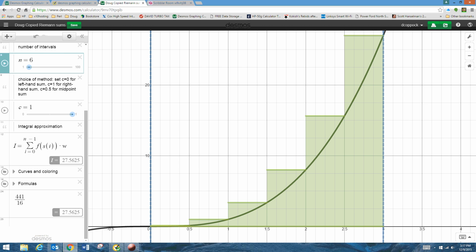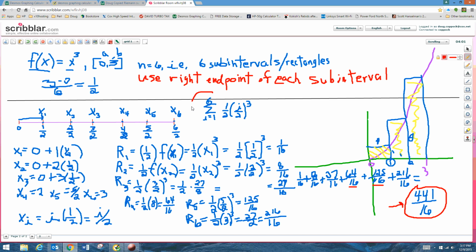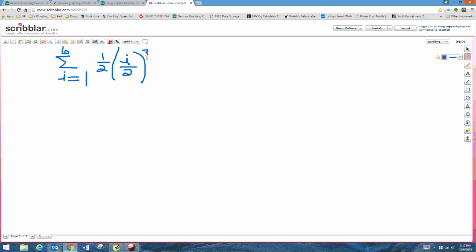Now we're going to see if we can generalize this thing right here. And to do that, I'm going to go on to another page, and I'm going to suggest that I would like to look at what is the sum from I equals 1 to 6 of 1/2 times I over 2 cubed. Now, of course, we could just put 1 in for I, 2 in for I, 3, 4, 5, 6, which is essentially what we did on the first page, but I want to see if I can come up with another way to do this.